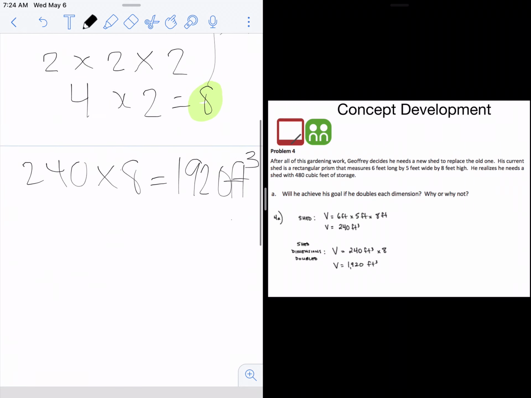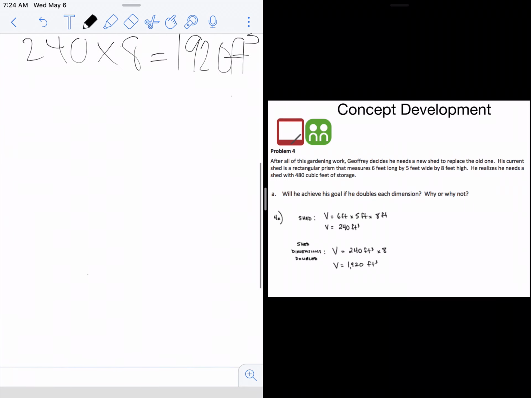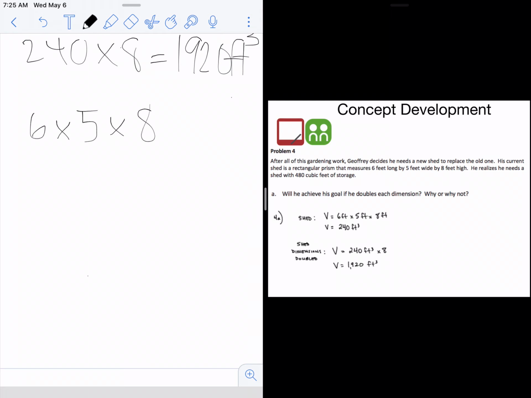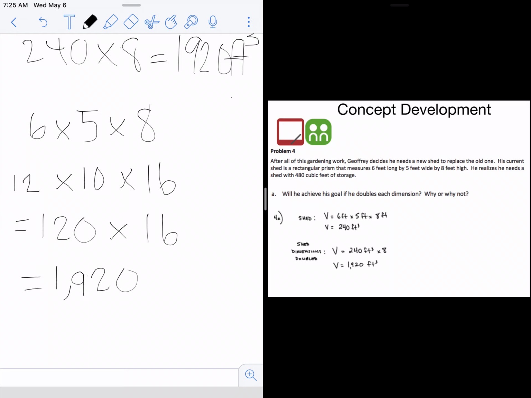Another way to solve this, okay, here's another way. 6 times 5 times 8 is actually doubling each dimension, which some of you probably thought of. 6 doubled is 12 times 5 doubled is 10 times 8 doubled is 16. So when you do this, you get 120 times 16, which equals 1,920. You get the same answer. So most of you probably thought to do it this way, which that way is correct as well.